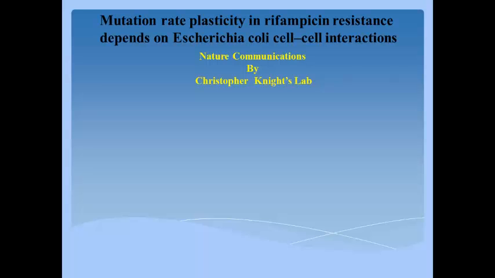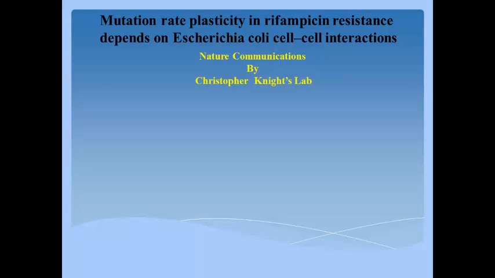Let's start. First, we are going to discuss a paper published by Chris Knight's lab in Nature Communications. The paper talks about how mutation rate in bacteria is controlled. The findings in this paper are very important for health and diseases, as authors identify a new mechanism by which bacterial mutation rate could be controlled. Findings may be important in controlling bacterial infection in disease states.